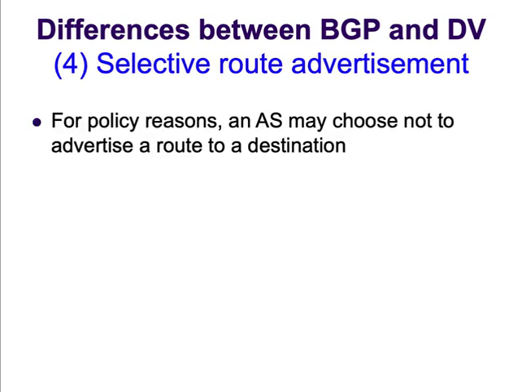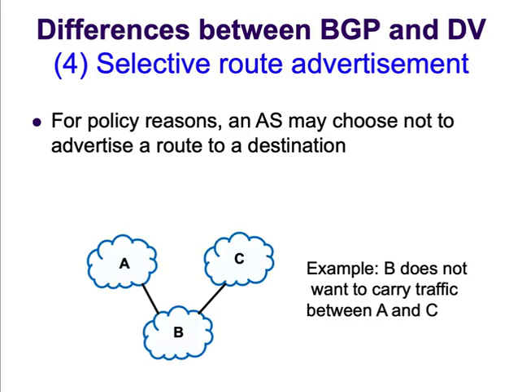So in BGP, for policy reasons, an AS may choose not to advertise a destination. Right? So I can have a graph like this where B hears a route being advertised from A, and says, I'm not going to advertise it to C, because if I advertise it to C, I'm going to be asked to carry traffic to that destination. And if B doesn't want to do that, they're just not going to advertise it. Do you see a problem with that, now that we're saying every AS can choose not to advertise certain destinations?